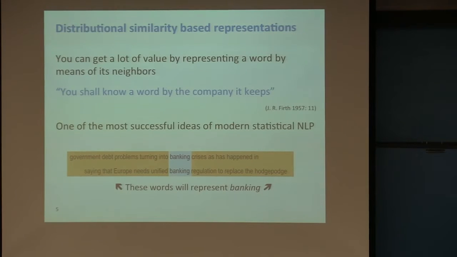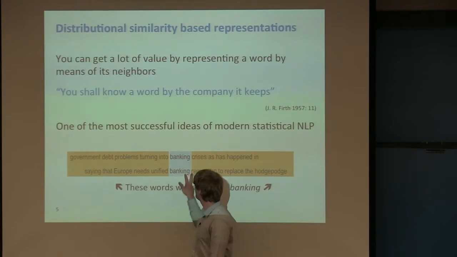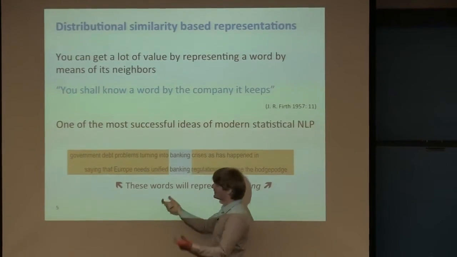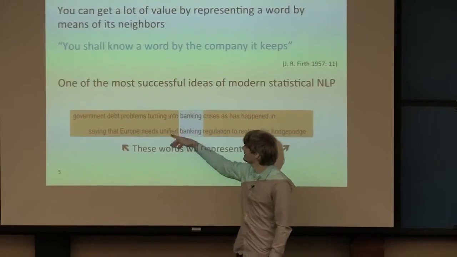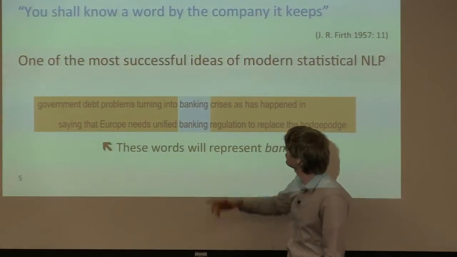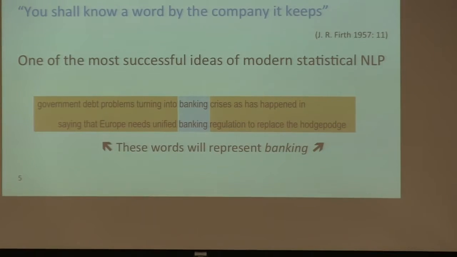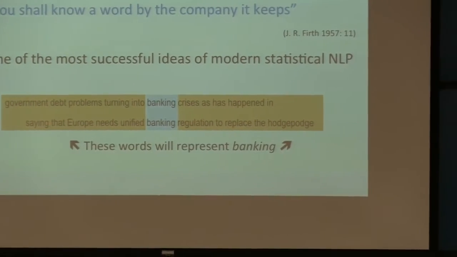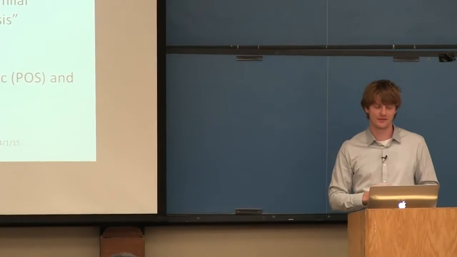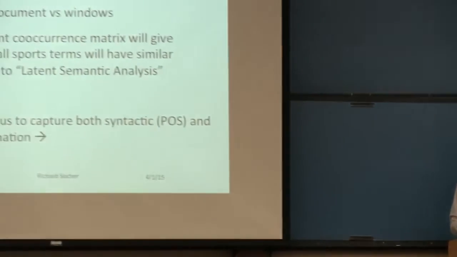So instead of saying banking is just this discrete thing, we're going to try to represent banking in terms of, in this case, two windows around the word banking in the large corpus, and we'll try to describe it somehow in terms of government debt problems turning into crisis as has happened in. So that leads us to the natural question: how do we actually try to represent a word in terms of its neighbors? And the answer is with a co-occurrence matrix.